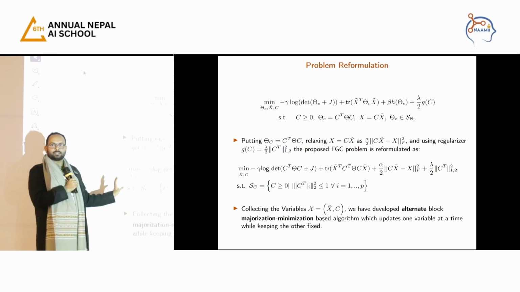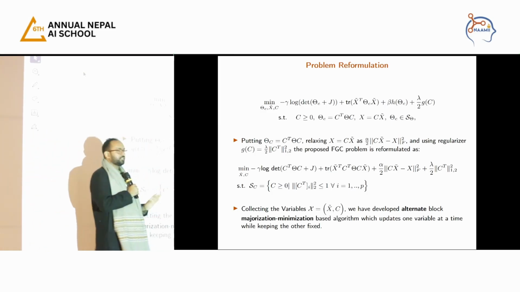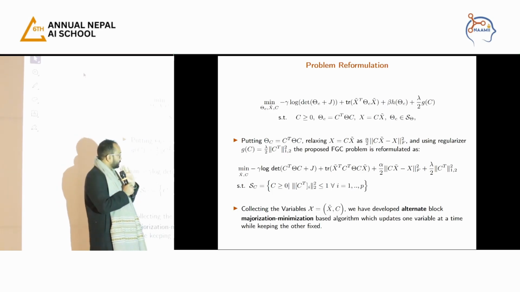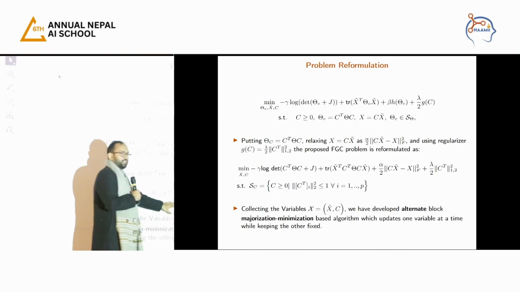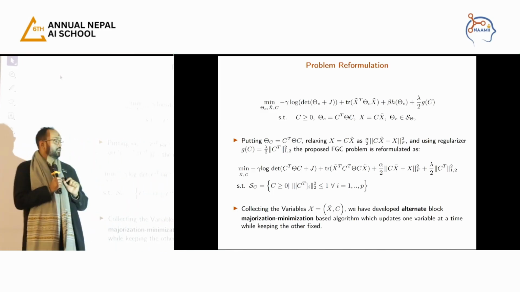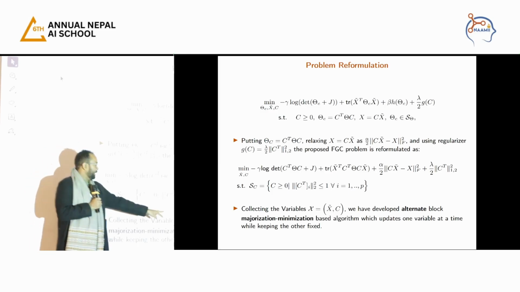But now this is nice. This is a solvable problem. This is the objective function. This objective function is not convex, because this part is convex, this part is not convex, this part is not convex. But the constraints are fine. Constraints are easy to deal with. But now see, we have two variables, x tilde and C.